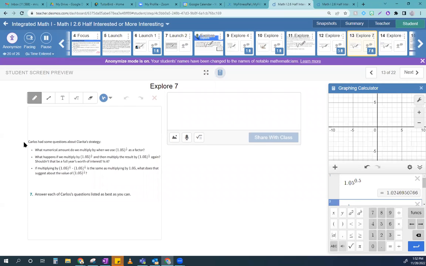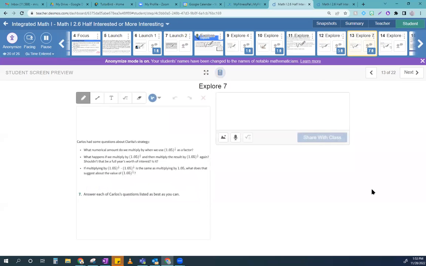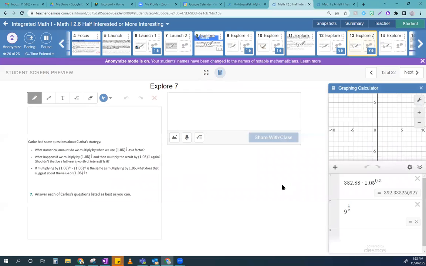Okay. What happens if we multiply 1.05 to the half and then multiply that result by 1.05 to the half again? Shouldn't that be a full year's worth of interest? I don't know. Let's try. So what was it? 388, no, 382.88. Is that right? Hold on a second. Need to go back here. 382.88. Okay. So here's my function. They asked if we did it twice, would we get the same amount? So let's do that.